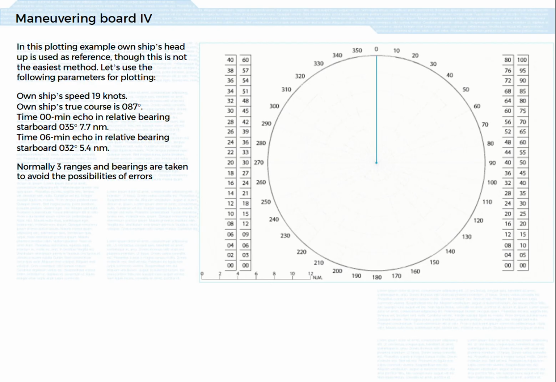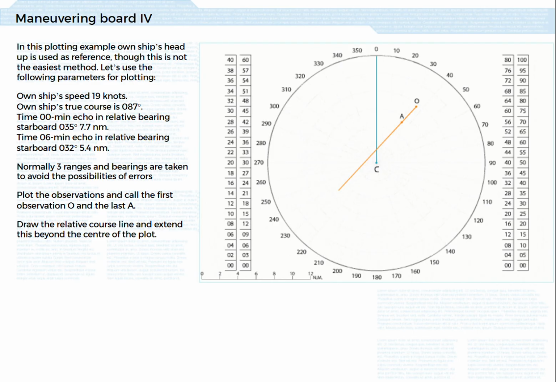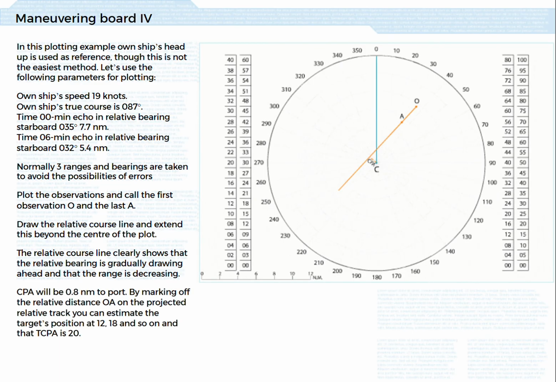Normally, 3 ranges and bearings are taken to avoid the possibilities of errors. Plot the observations and call the first observation O and the last A. Draw the relative course line and extend this beyond the centre of the plot. The relative course line clearly shows that the relative bearing is gradually drawing ahead and that the range is decreasing. CPA will be 0.8 nautical miles to port.